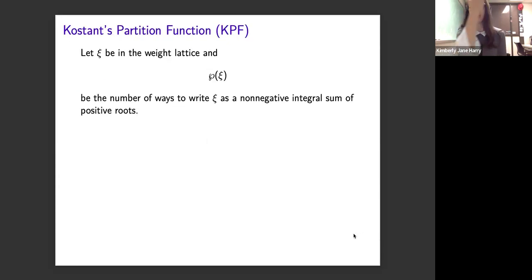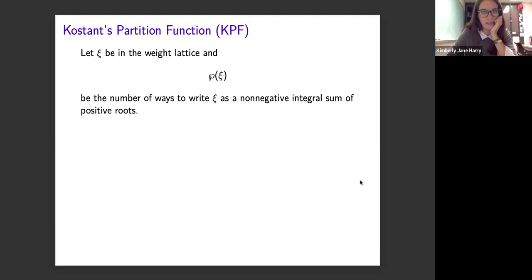Let's keep moving. In my result, we will be looking a lot at Kostant's partition function, so I just want to explain what it is. If I have chi, which is in the weight lattice, the Kostant partition function is p of chi, and this is the number of ways of writing chi as a non-negative integral sum of positive roots. This is like when we had integer partitions, then vector partition functions, and now we have this. Again, it's all the different ways we can count something with positive roots.